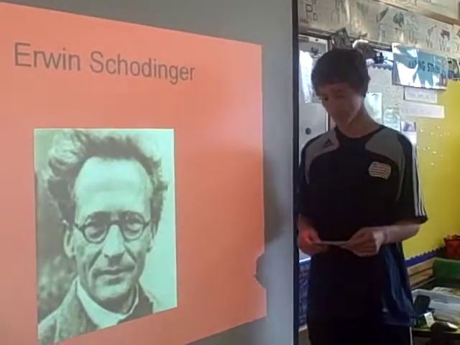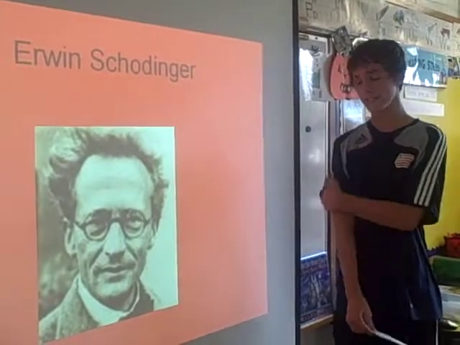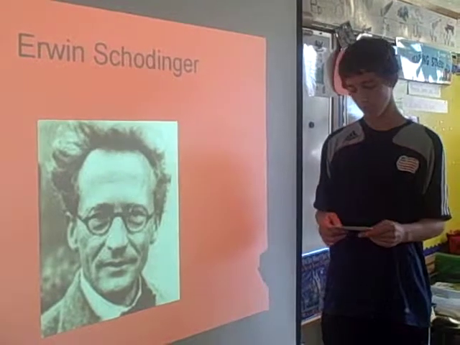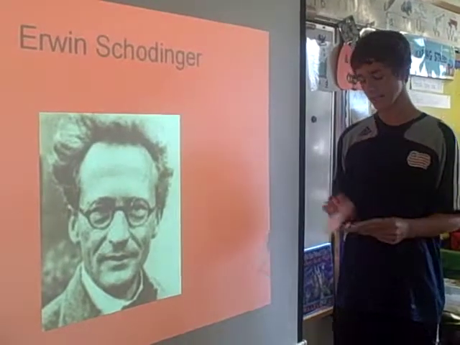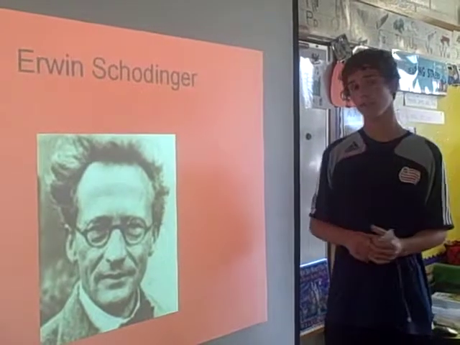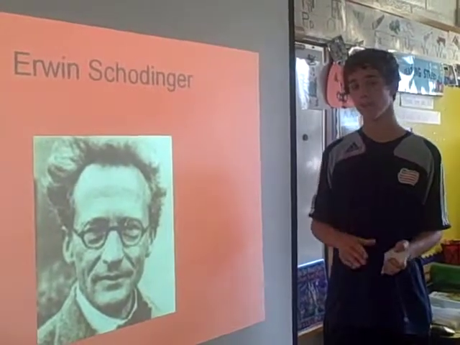Next is Erwin Schrödinger. He was born in 1887 and died in 1961. He made important contributions to the development of quantum mechanics, and he founded wave mechanics, which was electrons do not move in straight lines, they move in waves.